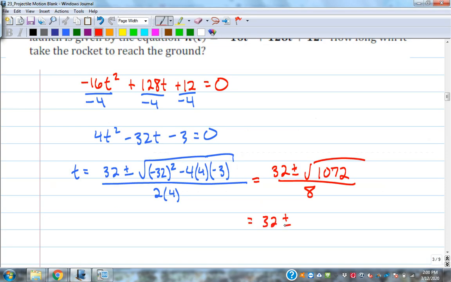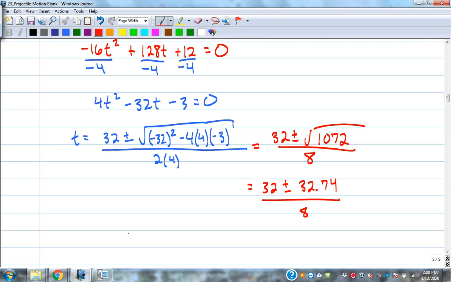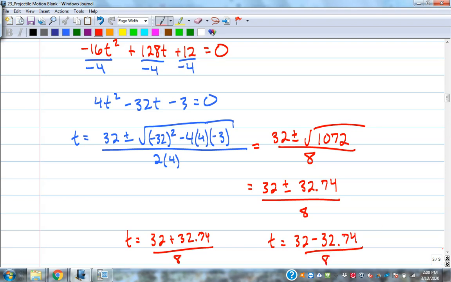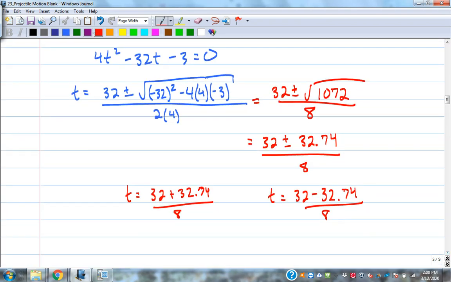32 plus or minus 32.74 divided by 8. So I got 2 different answers that could happen here. I could have a time of 32 plus 32.74 divided by 8. And I could have an answer of 32 minus 32.74 divided by 8. Which one of those will disappear? Why? What's this going to be here? 32 minus 32.74. That's going to be a negative number.